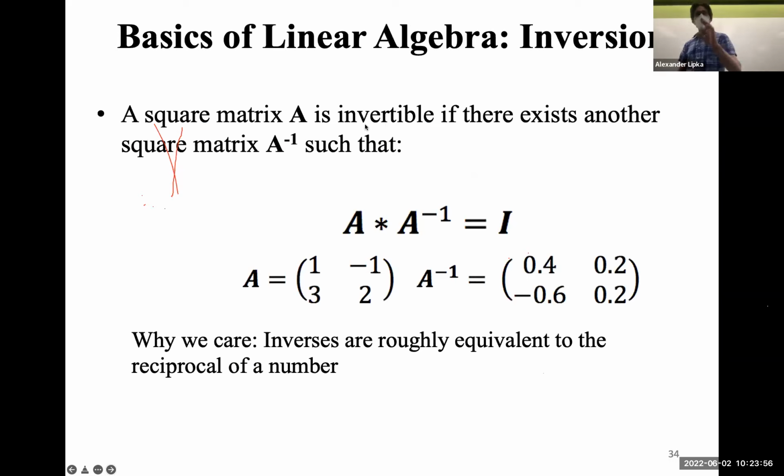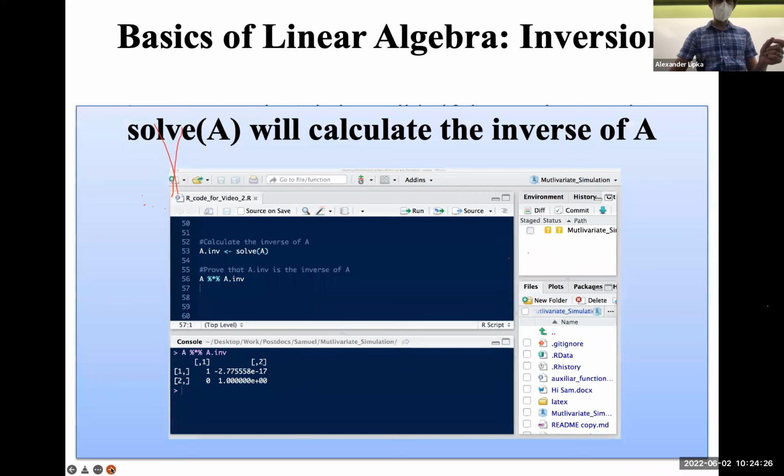Then inversion. This is important because it is the reciprocal. In nonlinear algebra, reciprocals are important, so the linear algebra equivalent is the inverse. A to the negative first power is an inverse if A times A inverse is equal to I. This helps us conduct important algebraic operations. This is how you conduct an inverse. This is the solve function.